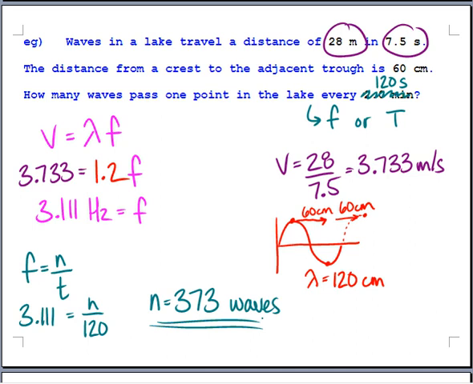So there's your final answer on that one. Maybe you're sitting there bobbing in the lake in a boat, and you have a little curse of the physicist moment. You're sitting there. There's going to be 373 little waves that pass by your location in 2 minutes.